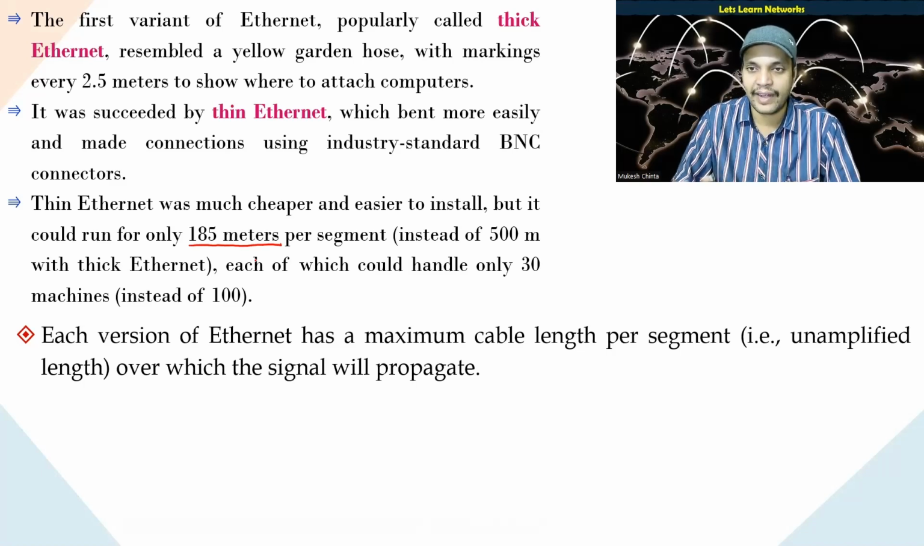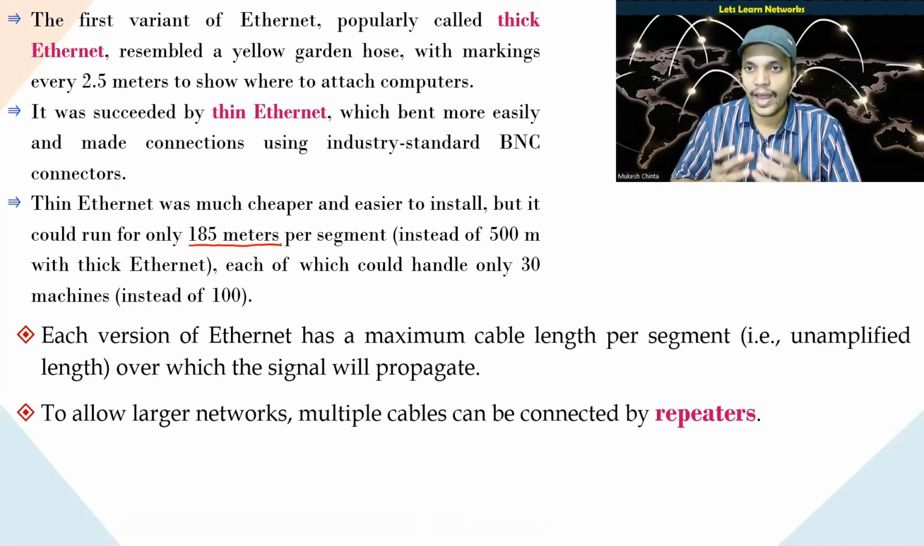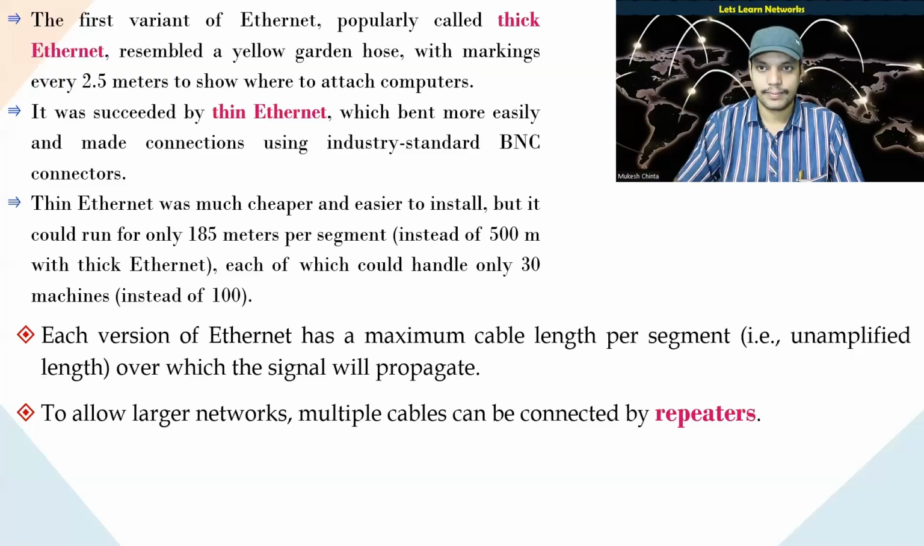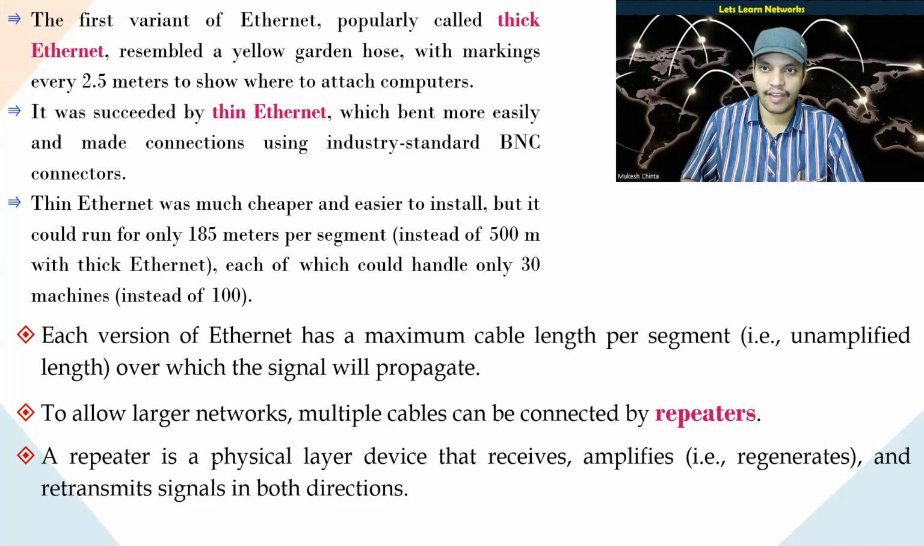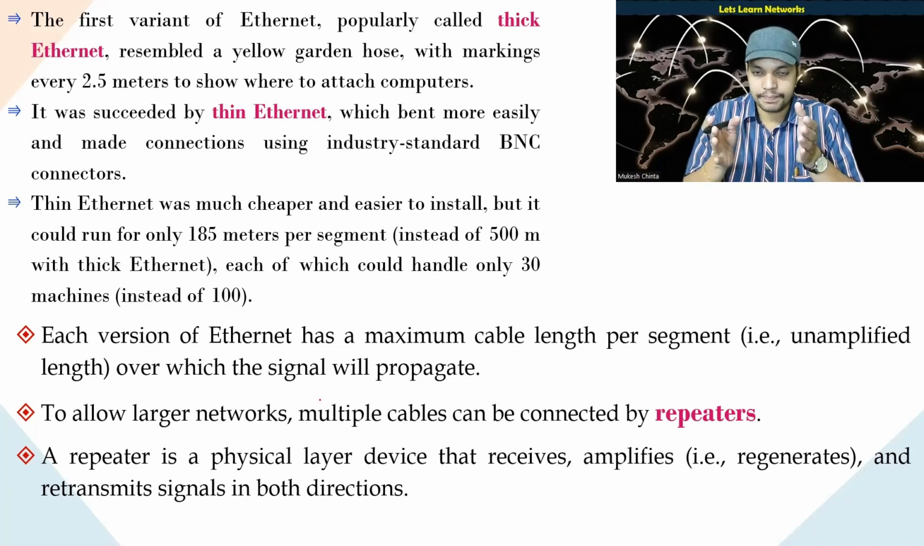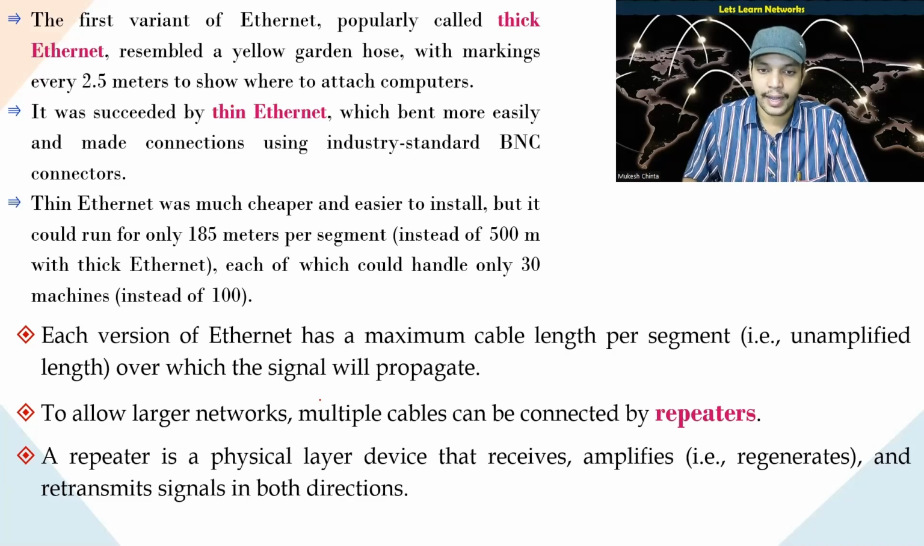Now, if you want to create a large network, these segments have to be connected with one another, right? So to allow larger networks, these multiple cables can be connected by repeaters. So what are these repeaters? The repeater is a physical layer device that receives, amplifies, which is nothing but it regenerates the signal to its original value and transmits the signals in both the directions. So Ethernet, as I told you, has a maximum cable length per segment, and if you want to connect a larger network, these segments have to be connected using different repeaters.